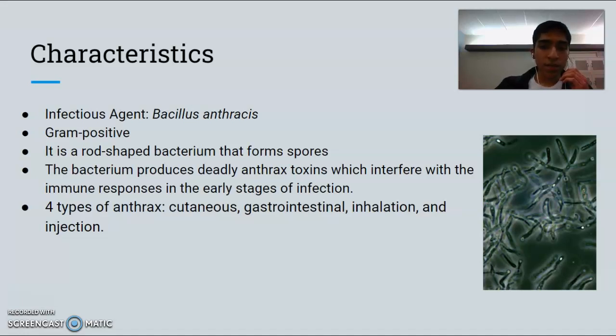And then anthrax is split into four types: cutaneous anthrax, gastrointestinal anthrax, inhalation anthrax, and injection anthrax. And here you can see the white capsules. These are the endospores in the Bacillus anthracis.